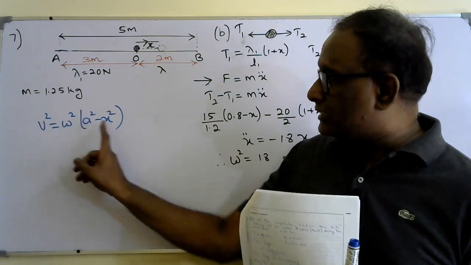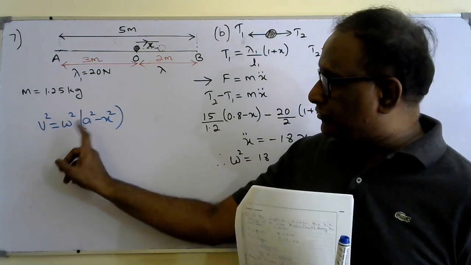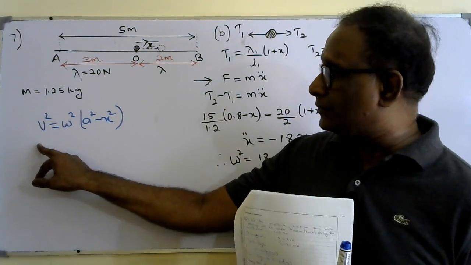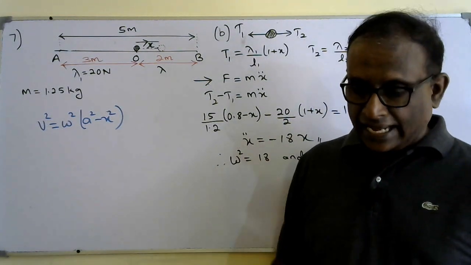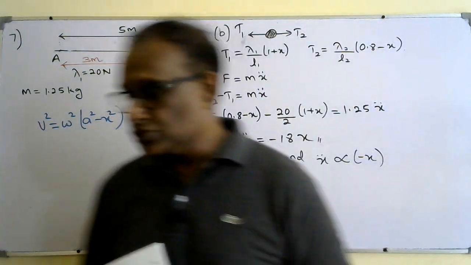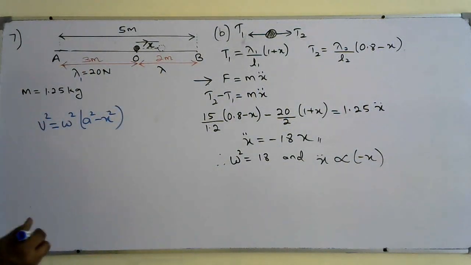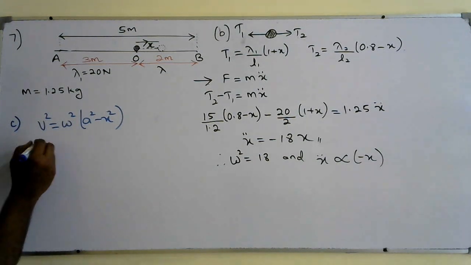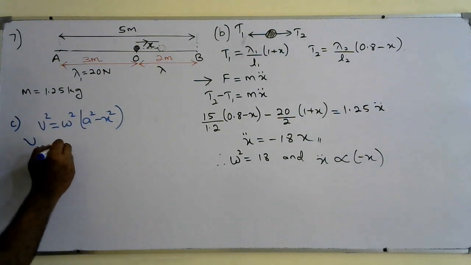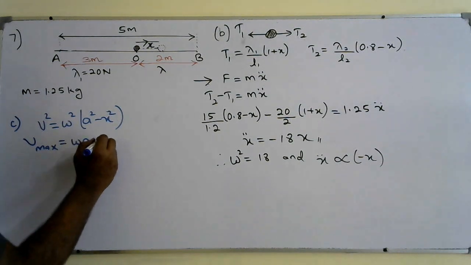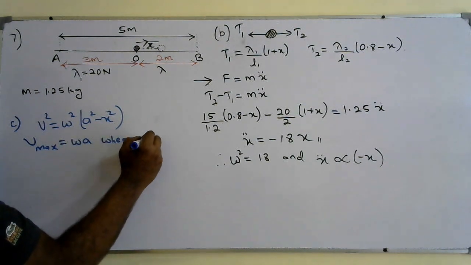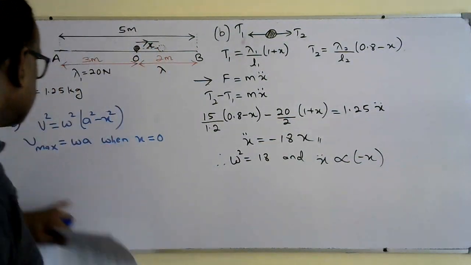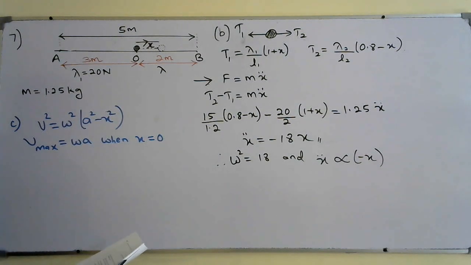So the maximum speed occurs at the equilibrium position, where v squared equals omega squared a squared when x equals 0. So v maximum equals a omega, which is given as 10 meters per second. From that we can find the amplitude of the oscillation. So this is part C. v max is given, v max equals omega a when x equals 0, at the equilibrium position. So v max is 10 meters per second.